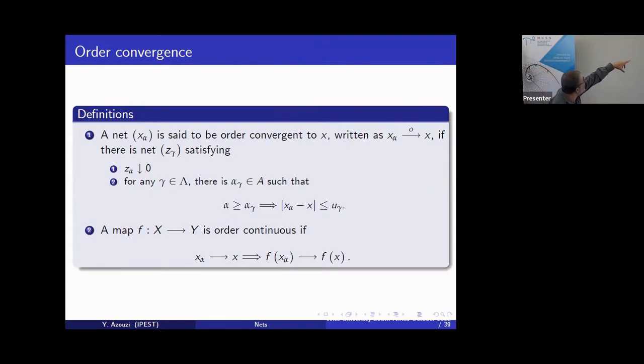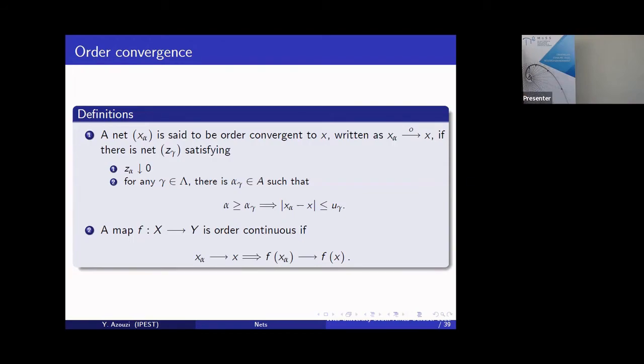So the net x alpha is order convergent to x if there is another net. Sorry, here Z gamma, not Z alpha. So for the net Z, we choose another set of indices. So Z gamma plays the same role as epsilon in the convergence of functions or real spaces. For every epsilon becomes for every gamma, we can find the rank after it. Everything is well. So the absolute value of x alpha minus x is less or equal than Z gamma.